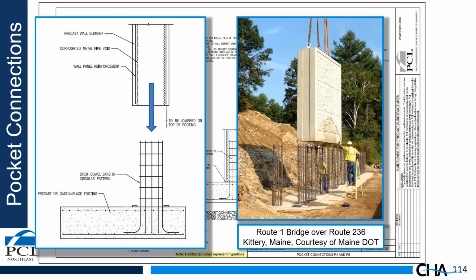The wall element, again, it's a simple rectangular element with corrugated metal pipe voids. You can see the rebar projecting from the footing. Simple, you set this to grade, you shim it, and you fill it with concrete. A very simple, easy connection that is very inexpensive.